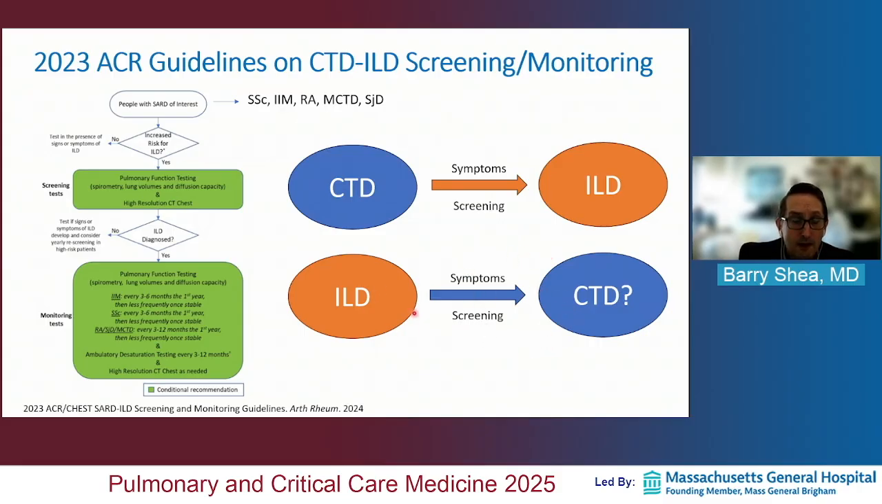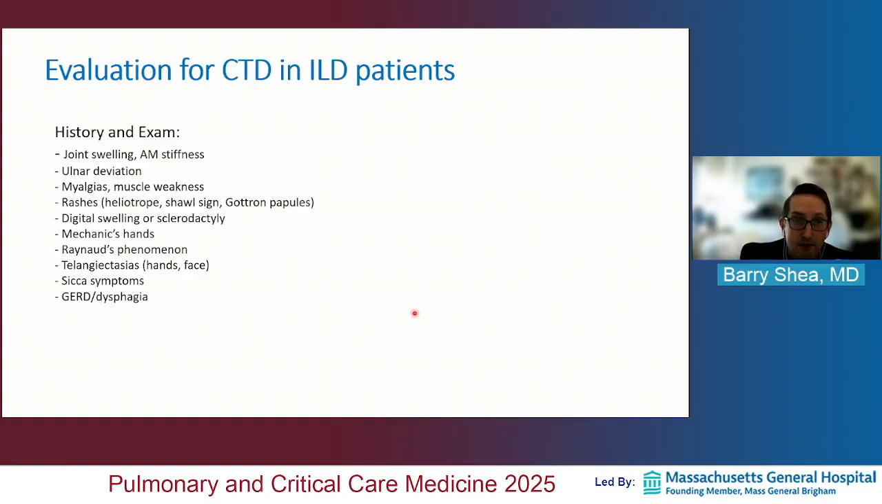So when we do evaluate patients with ILD, it's very important to look for features of CTD because they can be subtle. These can be features based on the history or physical exam, Raynaud's phenomenon. Patients may not volunteer on their own. Some of these physical exam findings can be very subtle. Gottron papules, telangiectasias, these can be very subtle, but they can be clues to an underlying connective tissue disease.